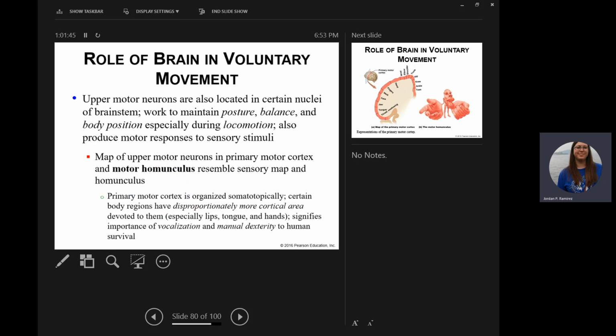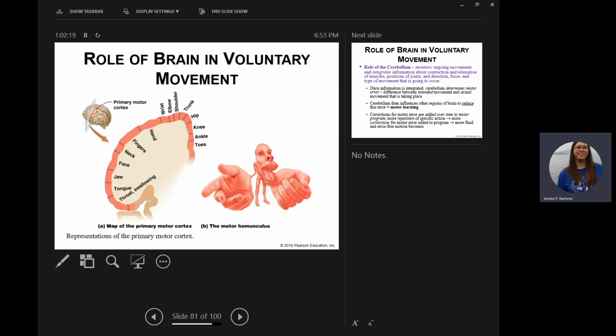All right, so the upper motor neurons are also located in certain nuclei of the brainstem and work to maintain posture, balance, and body position, especially during locomotion, during walking. Also, they produce motor responses to sensory stimuli. A map of the upper motor neurons in the primary motor cortex, the motor homunculus, resembles a sensory map and homunculus. So basically, there's disproportionately more cortical area devoted to lips, tongue, and hands, which signals the importance of vocalization and manual dexterity to human survival.